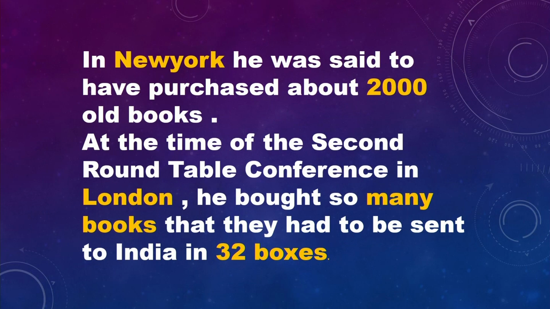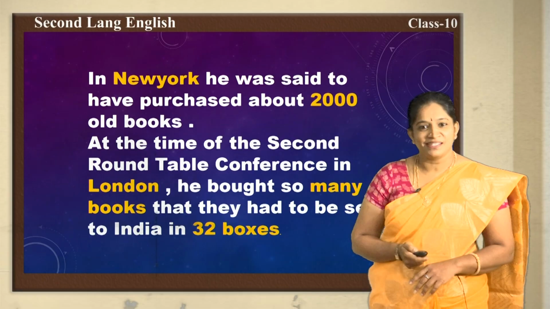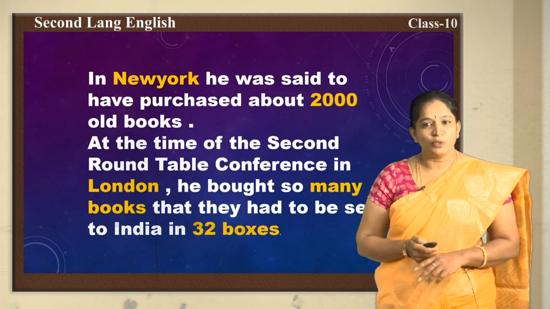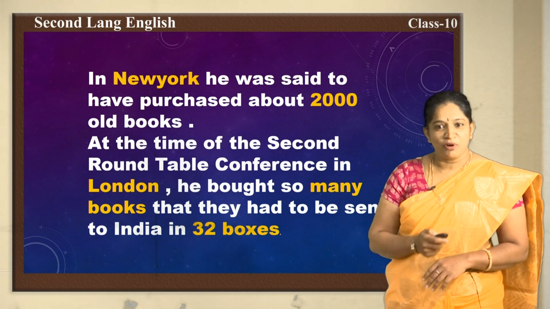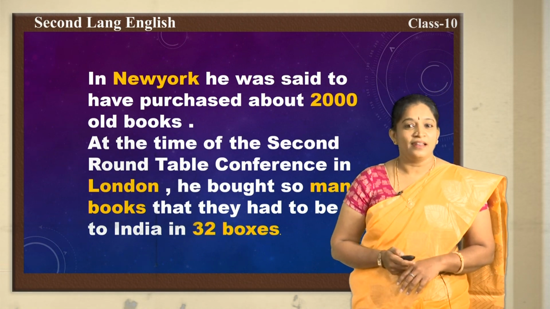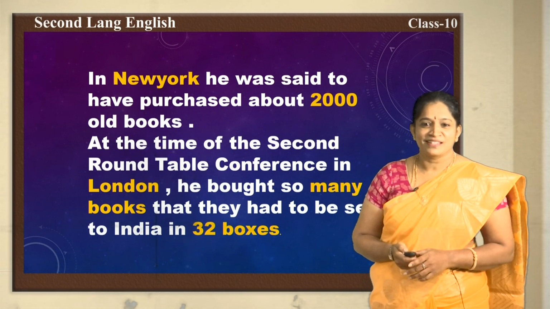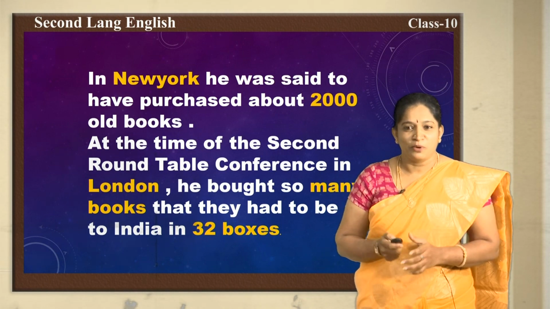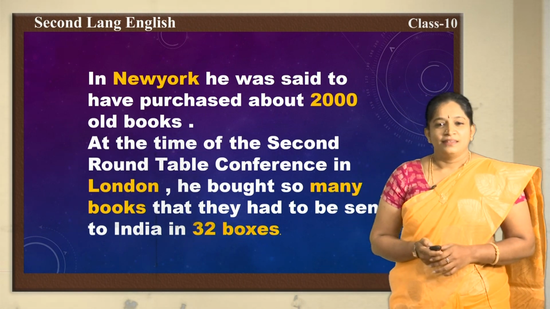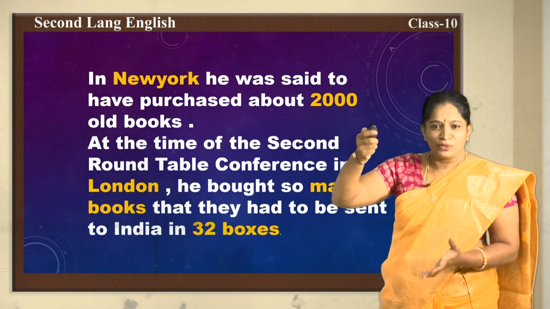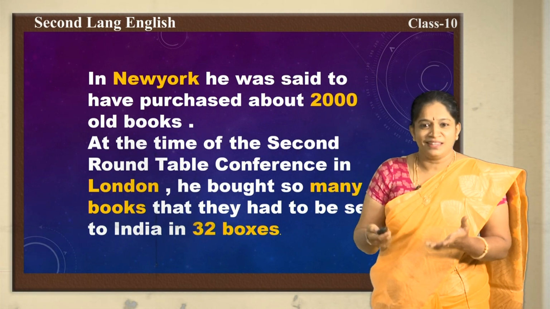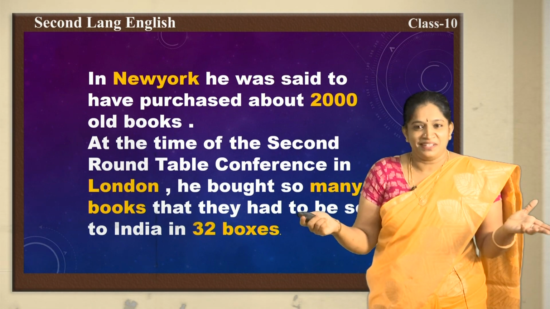And here are the two examples or two instances that prove that he was a voracious reader. In New York, he was said to have purchased about 2000 old books. Can you imagine, children? 2000 old books he has purchased. And at the time of second round table conference in London, he bought so many books that they had to be sent to India in 32 boxes. Really, he was crazy about reading books. I think this passion of reading books only took him to such a prestigious position in the society, and he had become a visionary in the society.